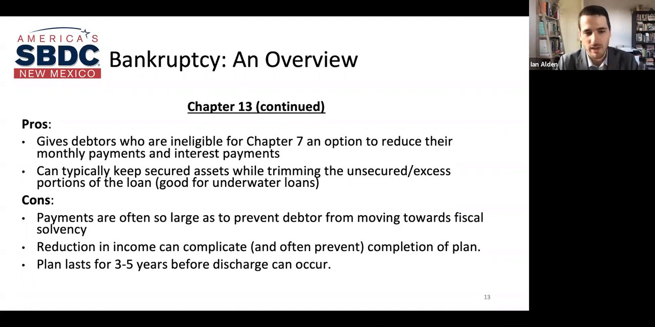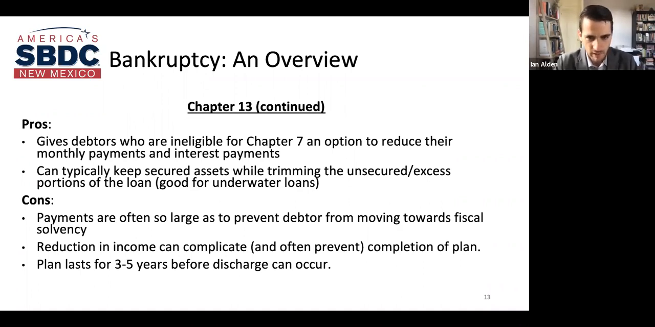The cons we talked about: payments are often so large as to prevent the debtor from becoming more fiscally solvent and sound. You can't generate huge savings. The reduction in income can complicate and prevent completion of the plan. If your wages drop, you suddenly need to have your net disposable income recalculated, which can take time for you and the trustee to do. So it really can complicate the completion of the plan. And obviously, it just takes a long time.